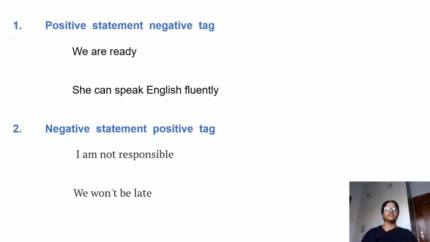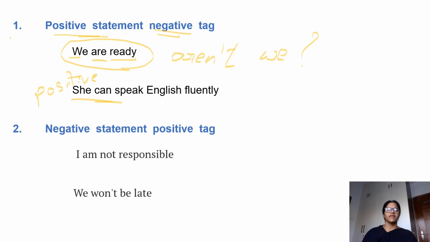First rule is positive statement, negative tag. Here is the statement: we are ready. The statement is positive, and we need to form a negative tag: aren't we? She can speak English fluently. The statement is positive, so we need to form a negative tag: can't she? I need to separate the statement from the tag with a comma, and we should put a question mark at the end of the tag.